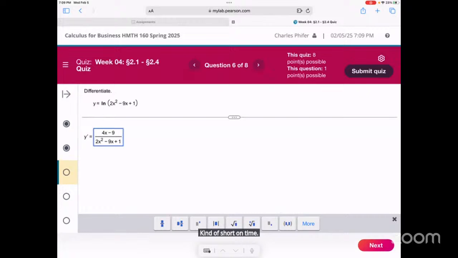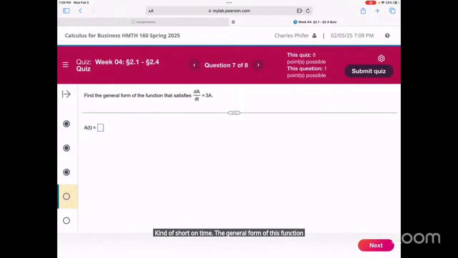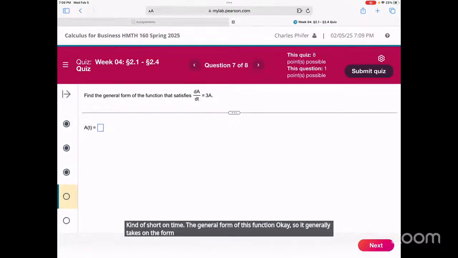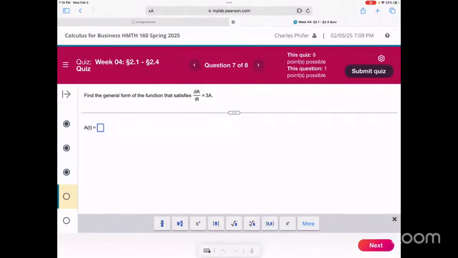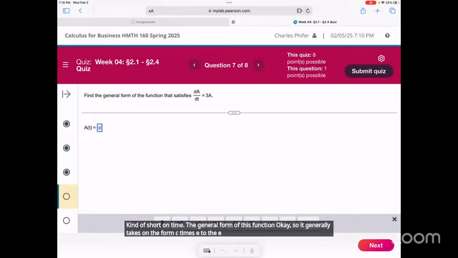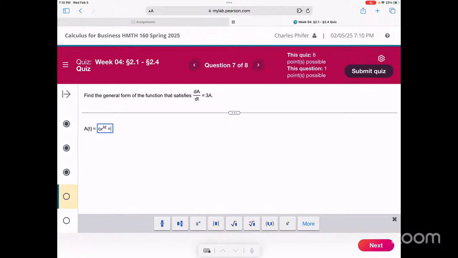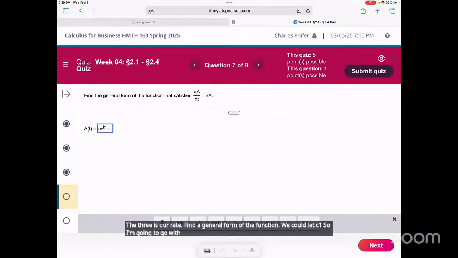The general form of this function. Okay. So it generally takes on the form c times e to the power of kt. Okay. So let's plug in the different parts. The 3 is our rate. Find the general form of the function. We could let c be 1. So I'm going to go with e to the power of 3t.